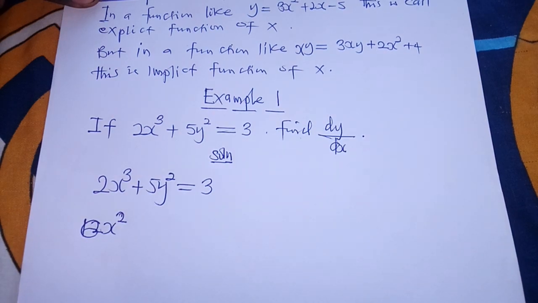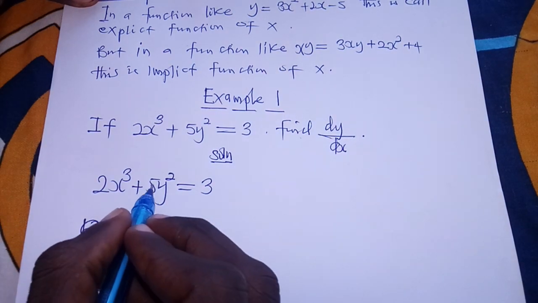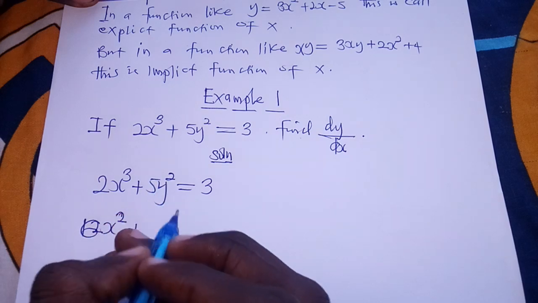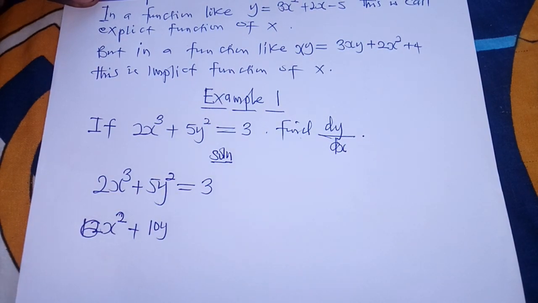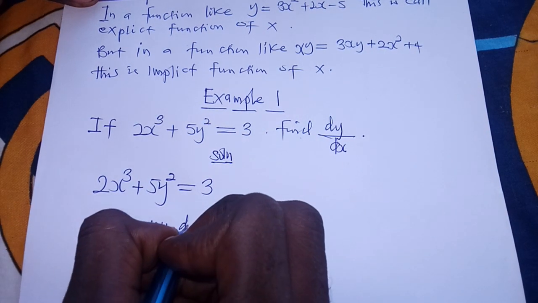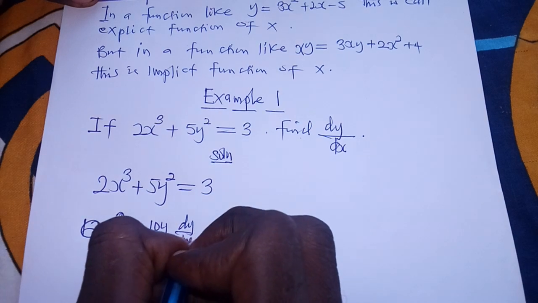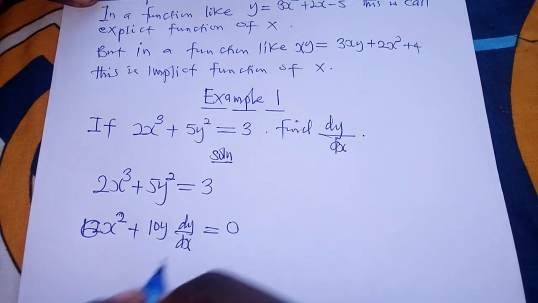Then we say plus 5y square. Differentiating 5y square gives you 10y. But like the rule says, whenever we are differentiating y, we should add there dy upon dx. We add dy upon dx. This is equal to, differentiating a constant, it is 0.